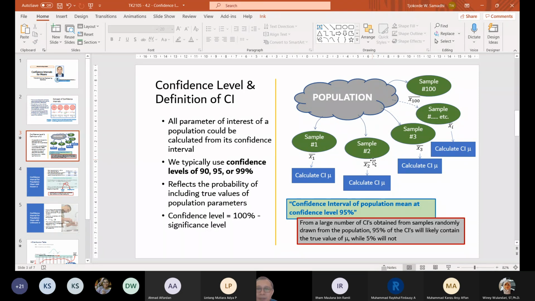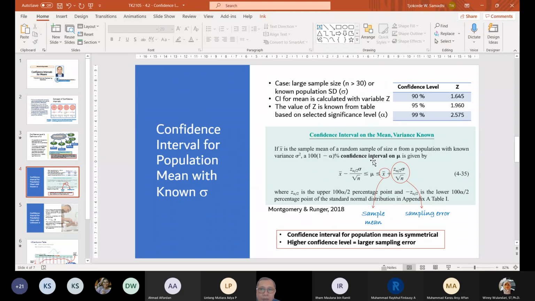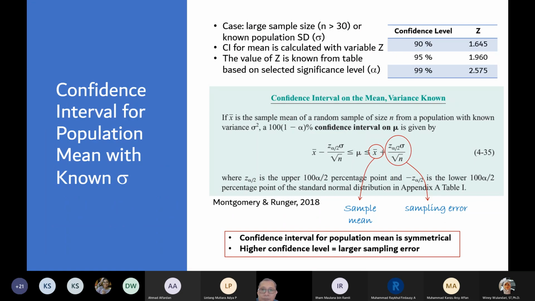Okay, so that's the definition of 95% confidence interval. All right, so how do we perform the calculations? The first case is confidence interval for population mean with known sigma. Now, sigma is, of course, the population standard deviation.